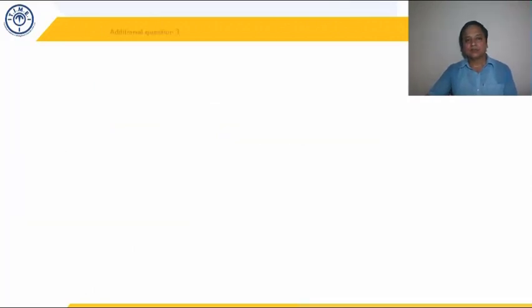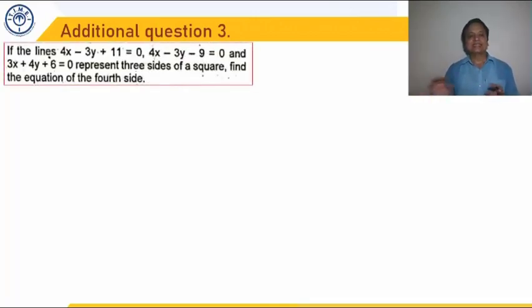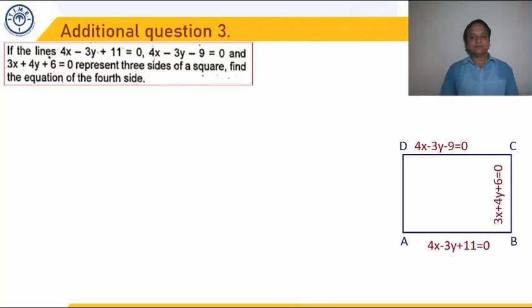Now let's come to additional question number 3. It's a good question. It says if the lines 4x minus 3y plus 11 equal to 0, 4x minus 3y minus 9 equal to 0 and 3x plus 4y plus 6 equal to 0 represent three sides of a square, we have to find the equation of the fourth side of the square. So we draw the diagram.